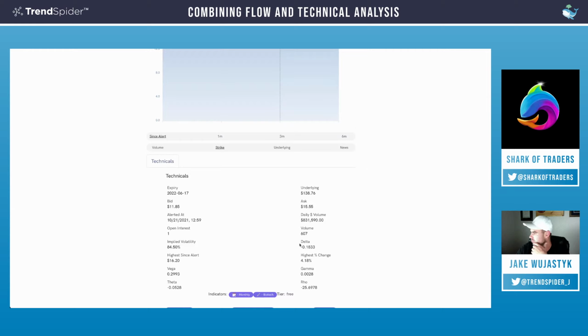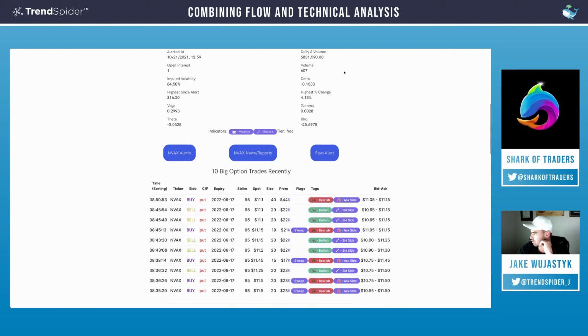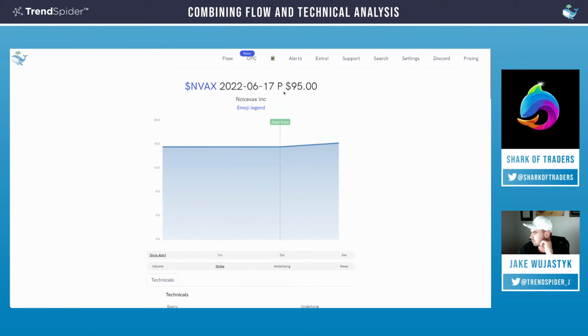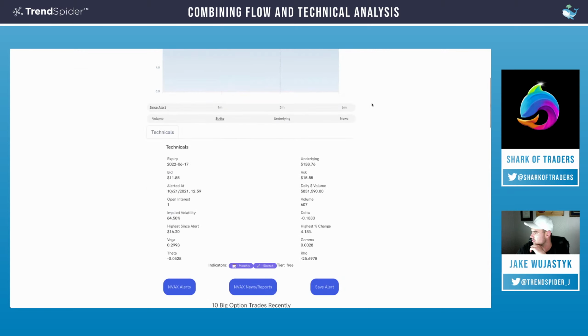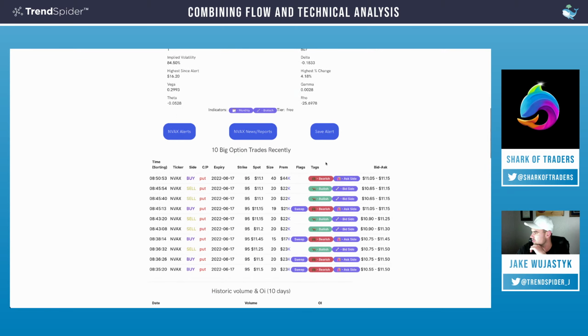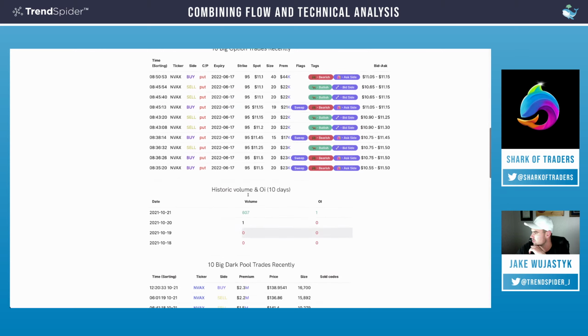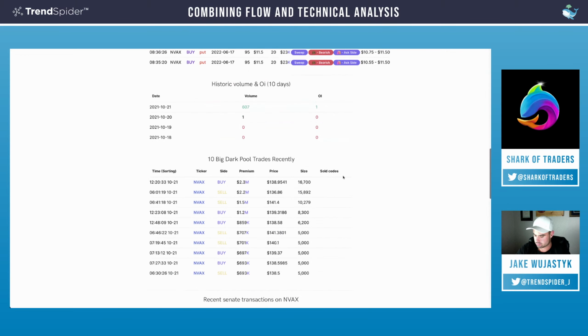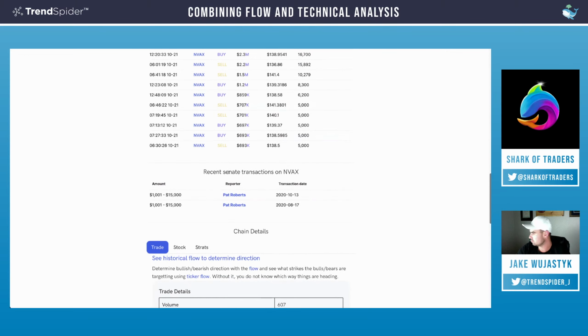I usually want a minimum like a 15-to-1 differential. So this one I don't necessarily like, but what's really cool is you can check that out. And then afterwards, you also get to see within Novax, right? And NVX, you can go and see what's the big option trades, historical volume, big dark pool movements, and then also even really cool, what kind of senators have had transactions on it.